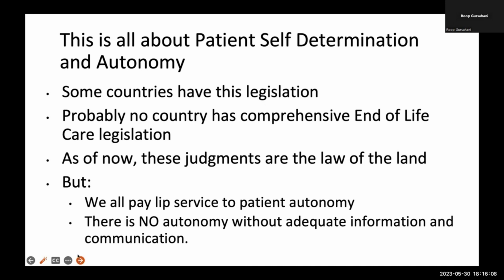Remember that this whole business is about patient self-determination and autonomy. Only a few countries have this legislation. In fact, comprehensive legislation is available only in maybe about 4 or 5 countries.